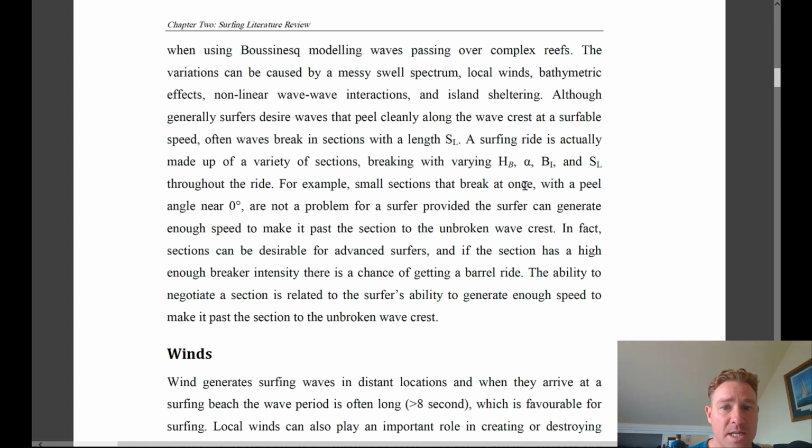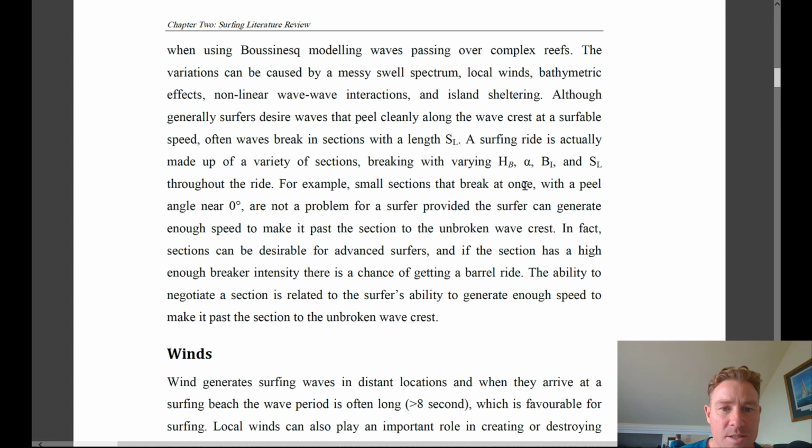For example, small sections that break at once with a peel angle near 0 are not a problem for a surfer, provided the surfer can generate enough speed to make it past the section to the unbroken wave crest. So that would be like if you're looking at a wave and you're saying, hey, you know what, there's this section here that closes out. It's a peel angle of near 0. I can't surf that wave because it has that section.